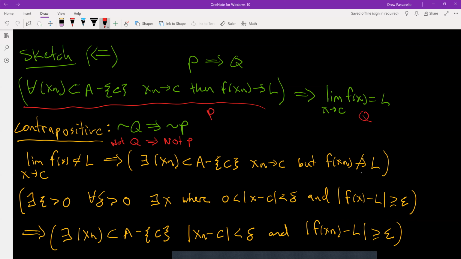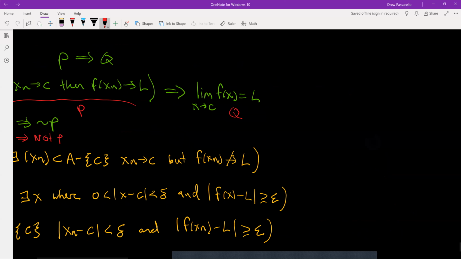Now, what does this mean? So what that means is there exists an epsilon such that for all delta greater than 0, there exists an x where 0 is less than the absolute value of x minus c less than delta, and we have the absolute value of f(x) minus L greater than or equal to epsilon, because that's the negation of what it means to be a limit.